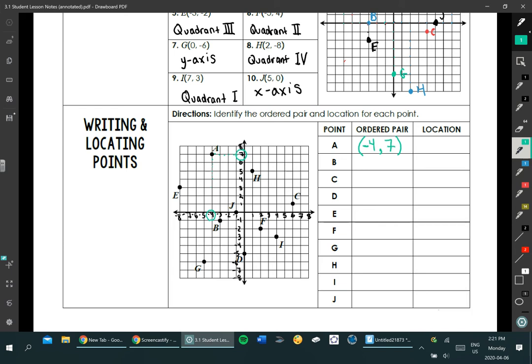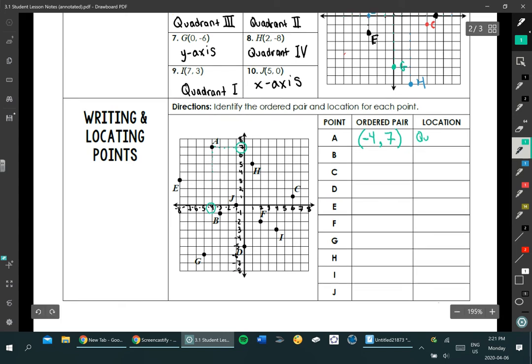The location of that point is quadrant 2. So we can go ahead and write that. I'm just going to write quad for short, quadrant 2. Okay, good.